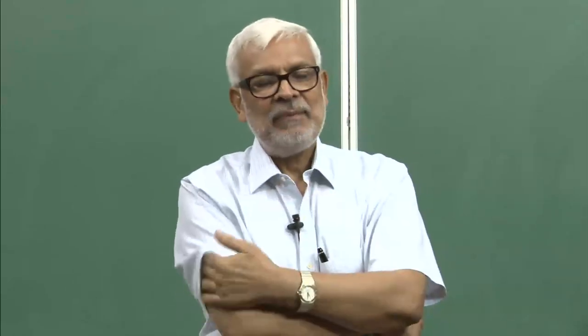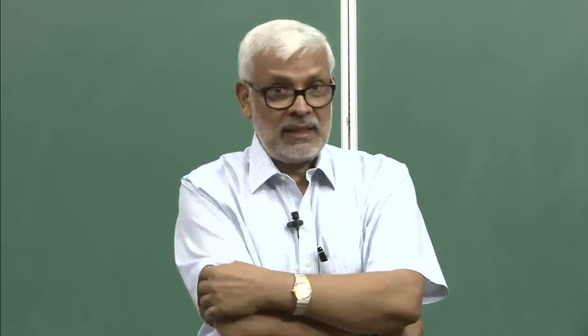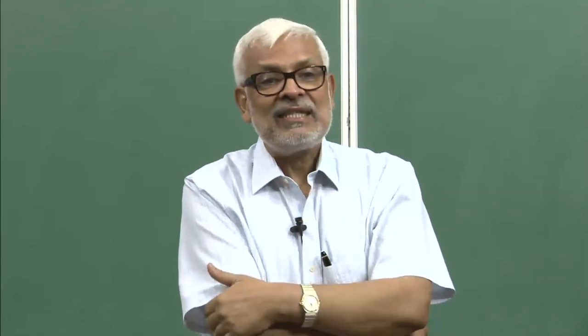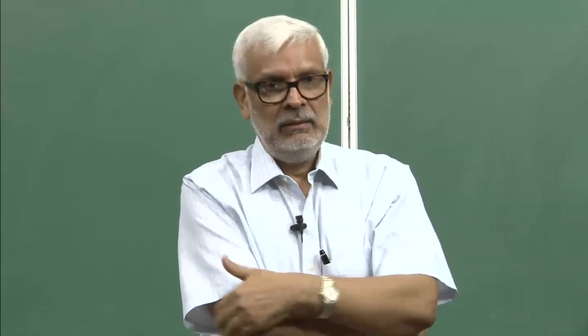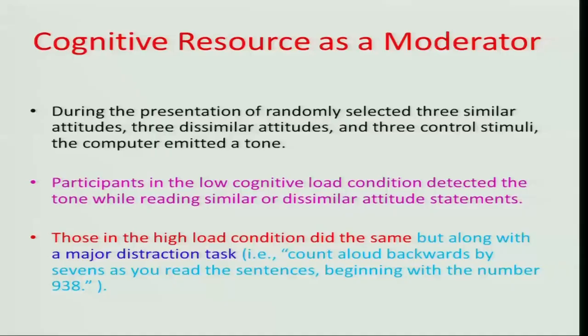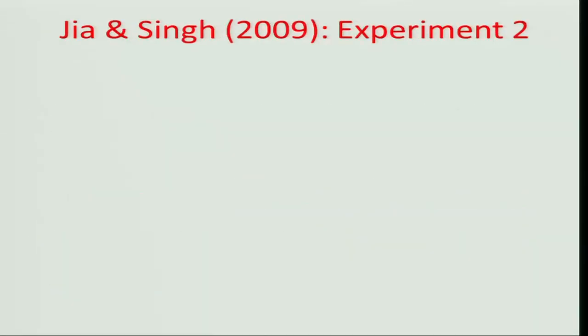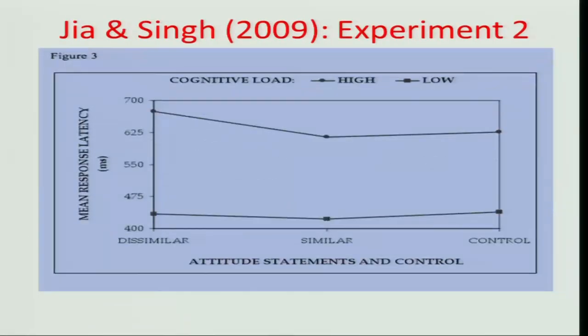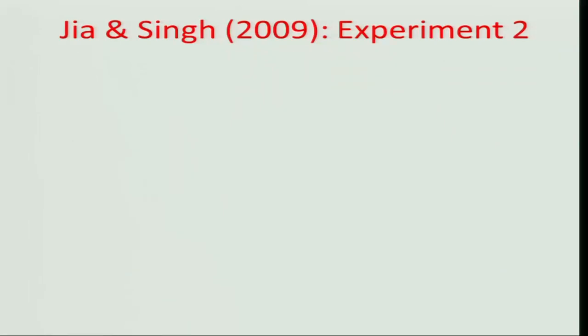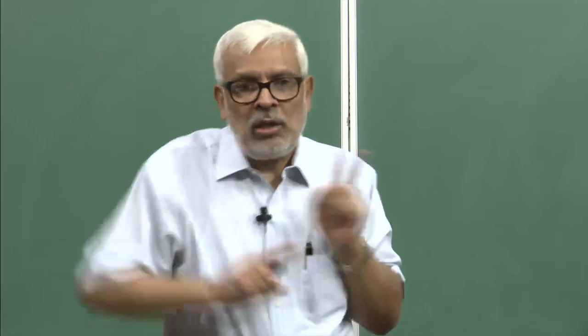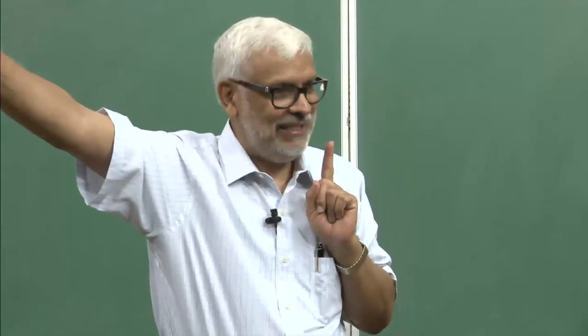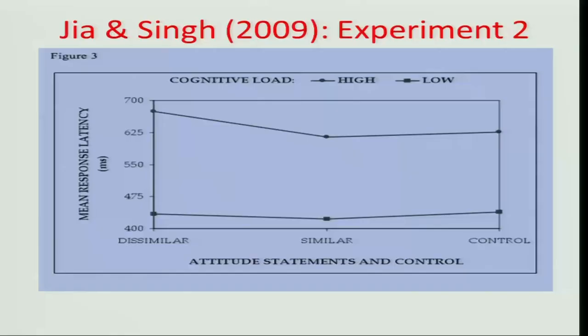To the other half of the participants we said, okay, when the tone is detected, the moment you hear it, start counting backward by a difference of 7. The number we used was taken from a cognitive psychology experiment, let us suppose 938. So you have to remember 931, so your resources are now diverted. This is the logic we followed, and when we did this, this is the finding you get.